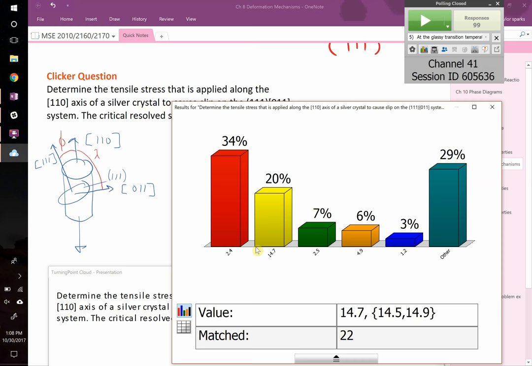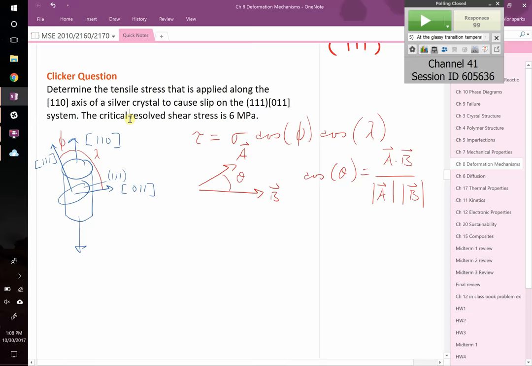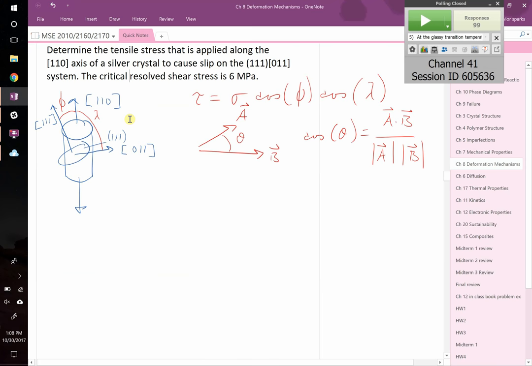Well, let's work this thing out together. So on this one, we're solving for tau, and you know what sigma is, right? So tau is going to be at least 6 megapascals, and then that's going to be multiplied by, let's do cosine of phi first. So cosine of phi, that's the angle between the normal plane and the loading direction. So 111 and 110, right? So we're going to take 1 times 1 plus 1 times 1 plus 1 times 0. That's our dot product for those two vectors.